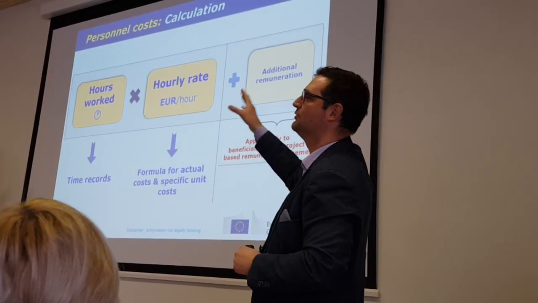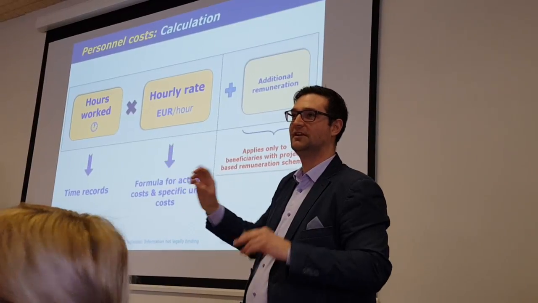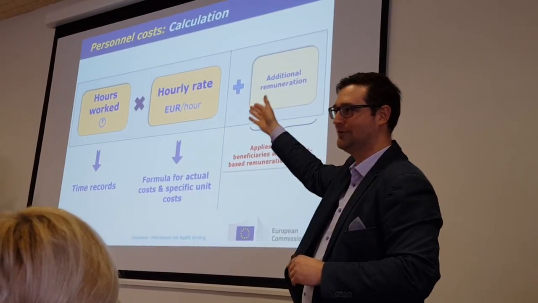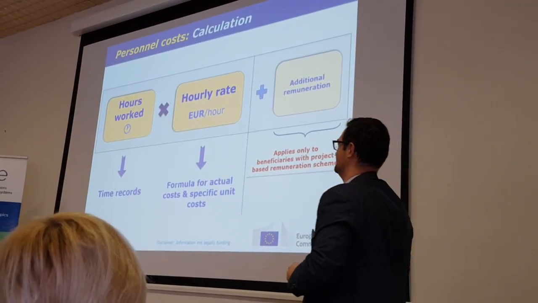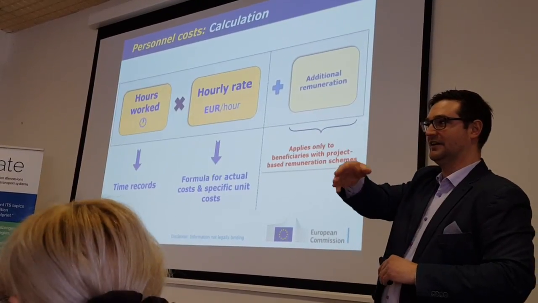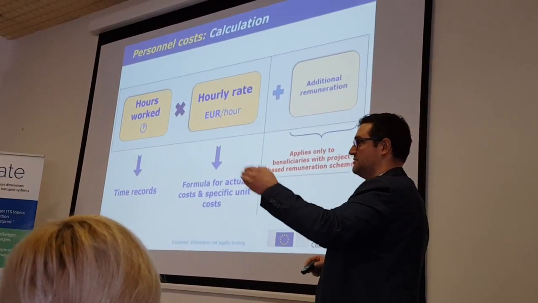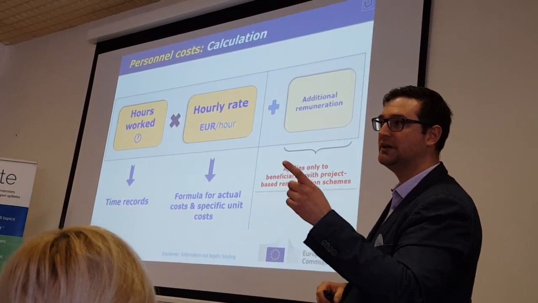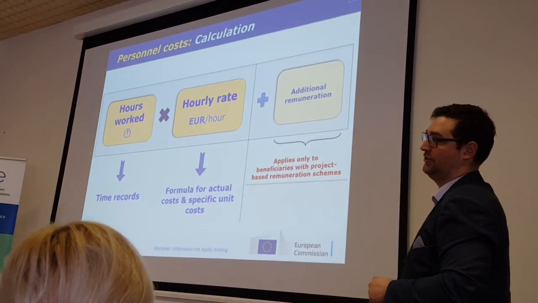You just have the hours that you work on the project, which you can find in your time records, reliable time records. I recommend timesheets. You multiply them with the hourly rate, which is in euros, of course, and you've got also a formula to calculate the hourly rate. You can also use the specific unit cost, which I mentioned, and the unit costs are for the SME owners without salaries and physical persons without salaries. Plus, if you are eligible for the additional remuneration, you have to be a non-profit legal entity to be eligible. Then you can also add the additional remuneration part.